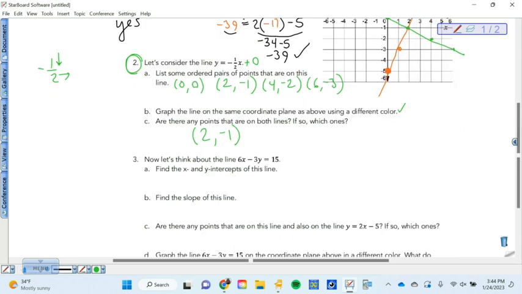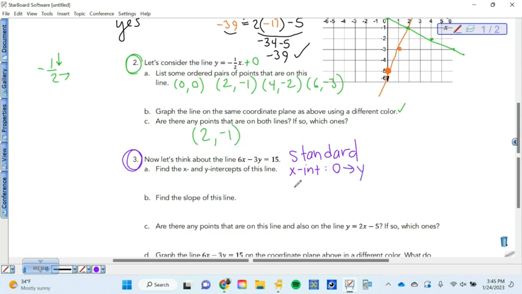All right, and now let's look at this one. So I've got 6x minus 3y equals 15. What form is this kind of equation in? Standard form. Okay. So it's going to find the x and the y intercepts. How do I find the x-intercept of an equation? Yeah, make y 0. Plug in 0 for y.